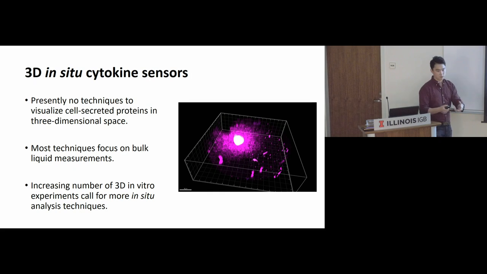Or you have ELISA spot, which gives you a qualitative analysis that this cell is secreting, this cell is not. But it's not giving you a quantitative measure of how much it is secreting. So there are techniques out there to measure single cell or clump of cell secretion, but you can't really define it in 3D.